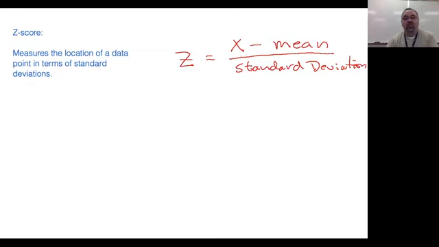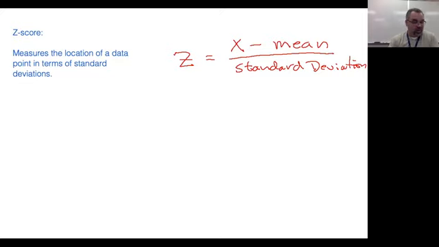Because what it does is it takes away all of how big the mean is and the standard deviation and just says, hey, if you wanted to see how far away from the mean you are, you just find your Z-score.